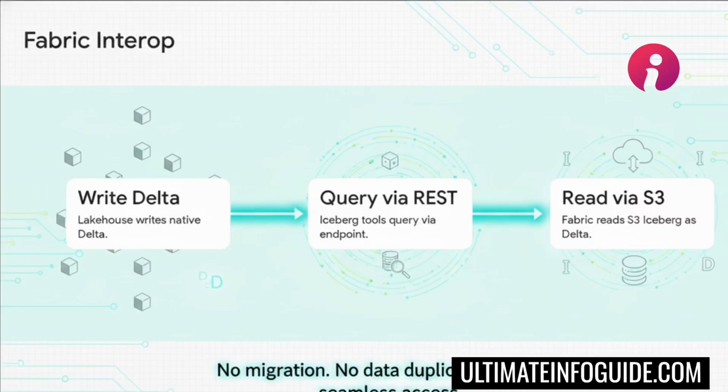Step 1. Your Fabric lakehouse writes native Delta. Step 2, your Iceberg native tools can query that exact same data via the REST endpoint without rewriting any files. And step 3, it works in reverse. You point Fabric at your Iceberg tables in S3 using shortcuts, and Fabric reads them as if they were natively Delta. No migration, no data duplication, just completely seamless access.